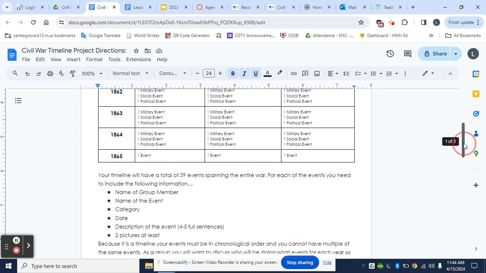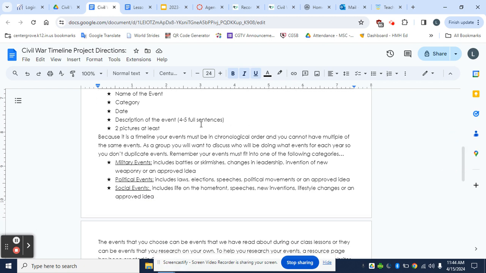Then you need to have a description of the event: 4 to 5 full sentences that describe what happened during that event, and then at least 2 pictures. Because it is a timeline, your events must be in chronological order and you cannot have multiple of the same events. Again, if I'm using the Battle of Gettysburg as my military event for 1863, then the other two people in my group cannot use that. An event can only be used one time.